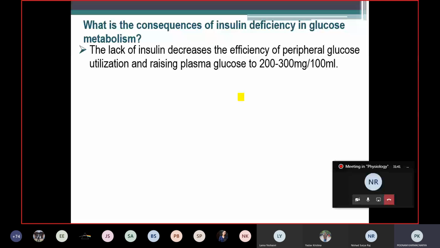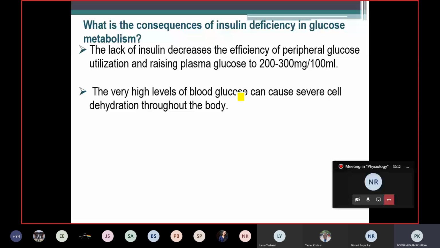Now, a very high level of blood glucose can cause severe cell dehydration throughout the body. Why does this dehydration occur throughout the body when there is an increased glucose level? This occurs partly because glucose does not diffuse easily through the pores of the cell membrane, and the glucose which is outside the cell will cause increased osmotic pressure in the extracellular fluid and cause osmotic transfer of water out of the cell, causing dehydration, right?